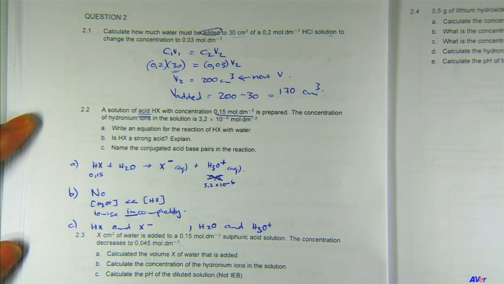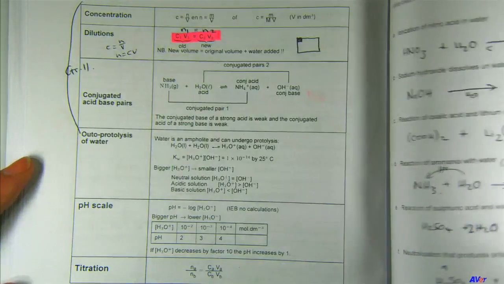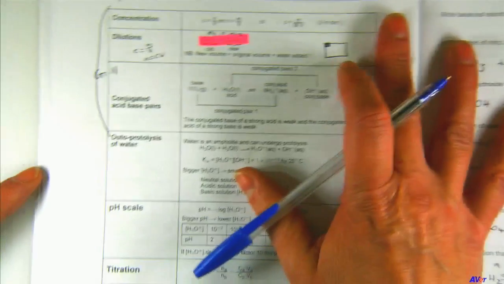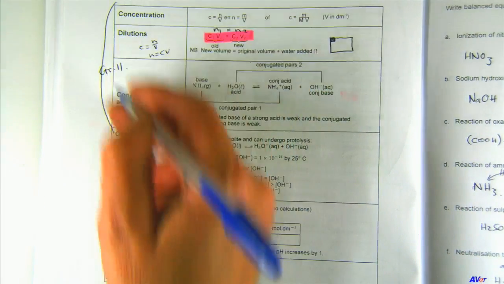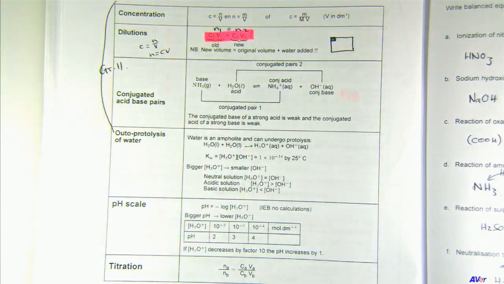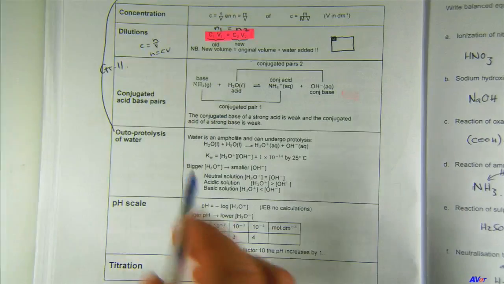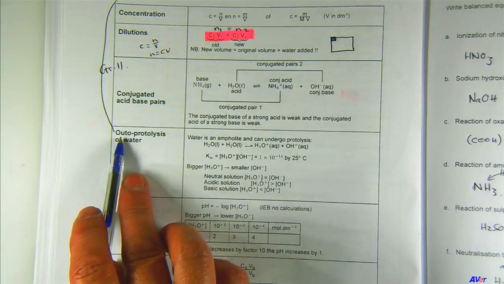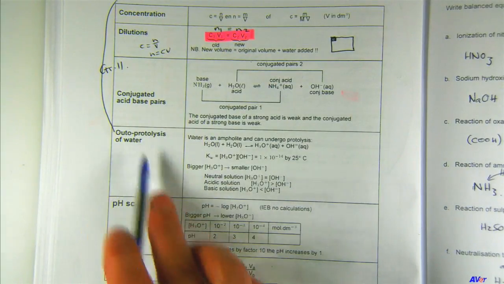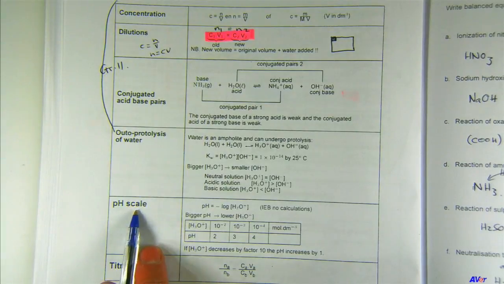Right, everyone happy? Okay, so that was grade 11. If you turn back one page, you finished with grade 11. And I think we're ready now to move on to grade 12. So what we are going to look at is the autoprotolysis of water and also the pH scale.